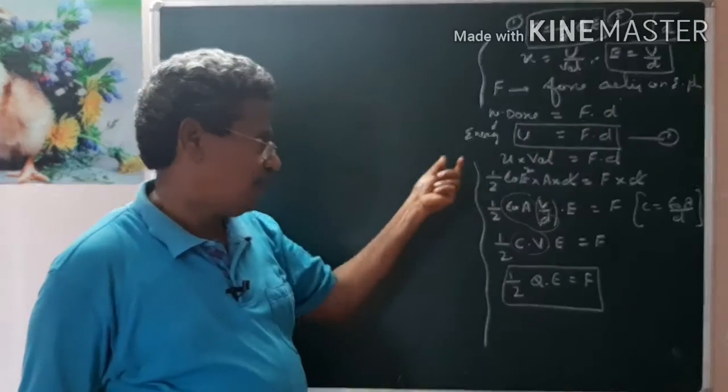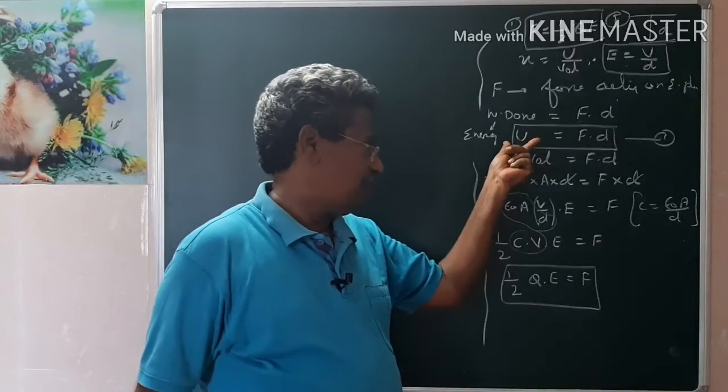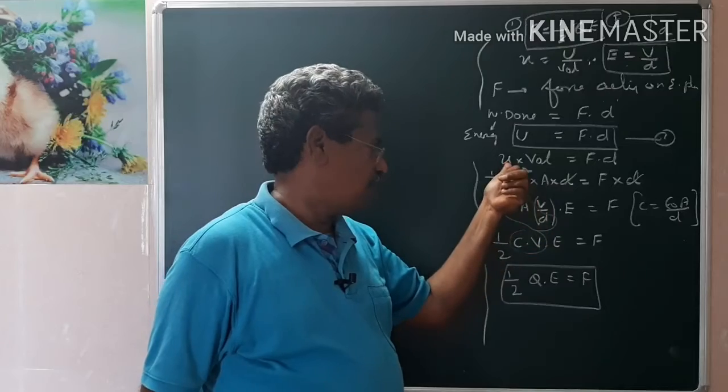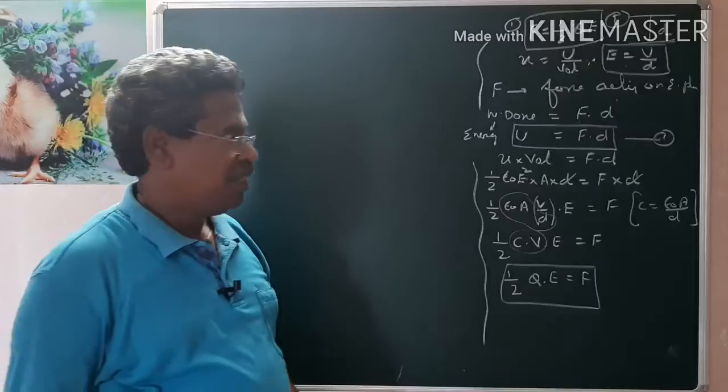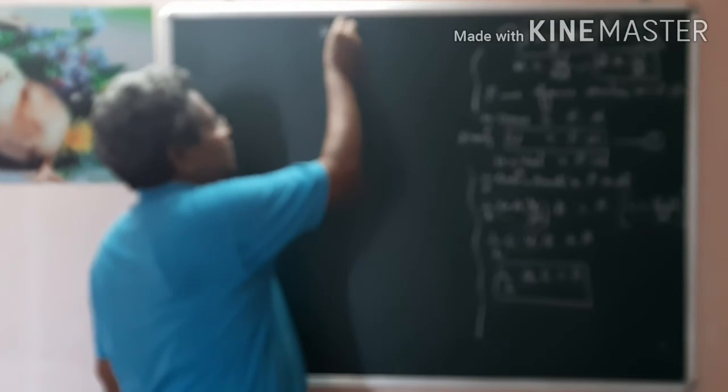This work done will be stored within the capacitor in the form of potential energy. This electrostatic potential energy is equal to energy per unit volume. The rest is only a small arrangement. The next one is, they are asking you to derive an expression for energy density per unit volume.